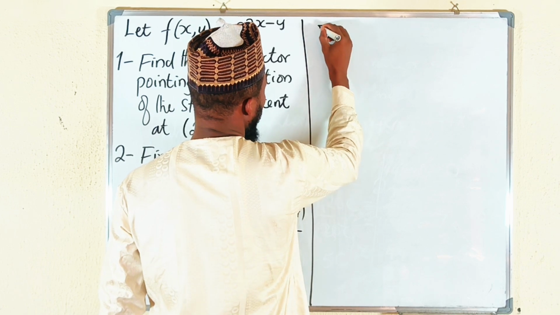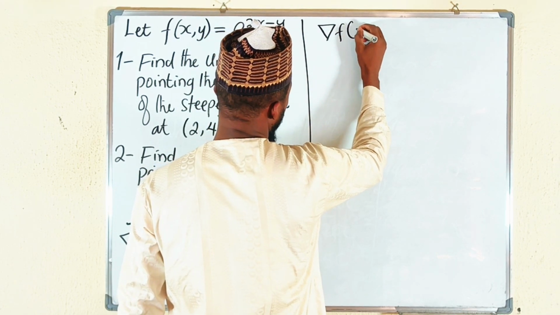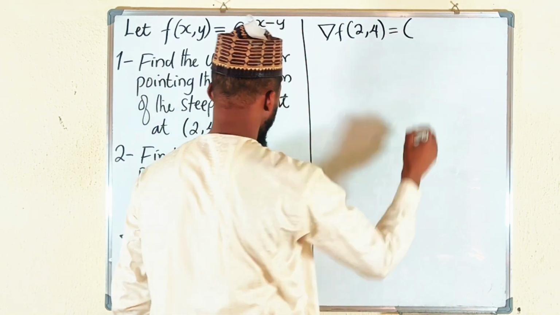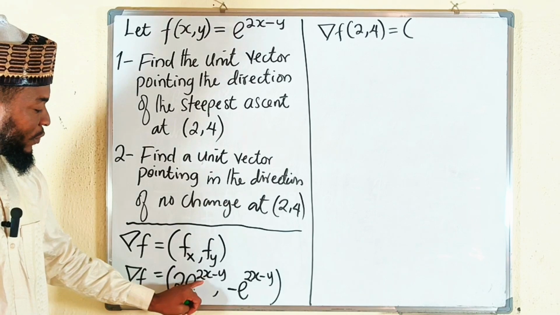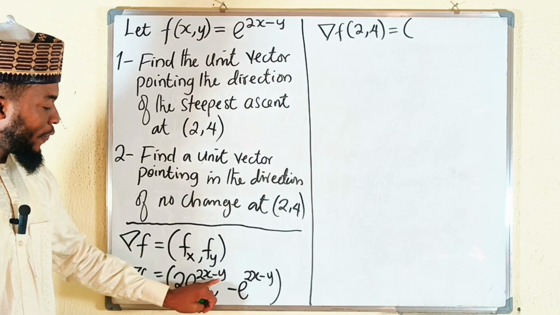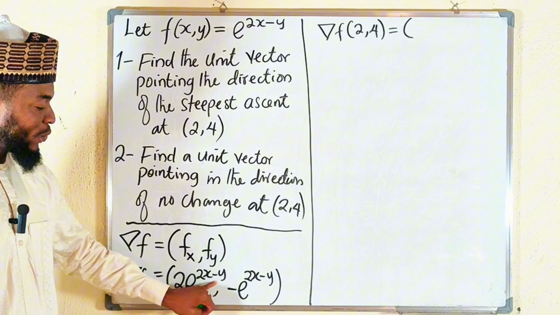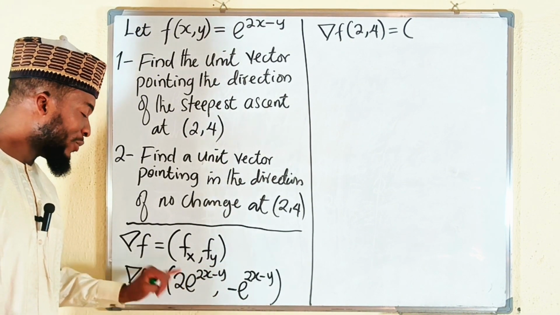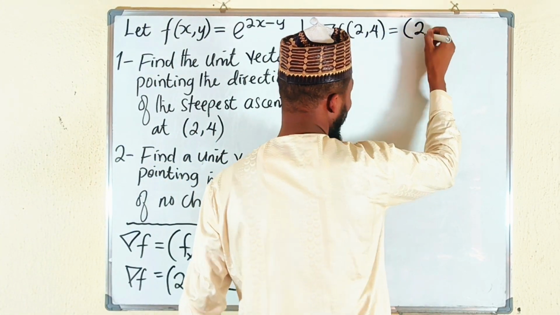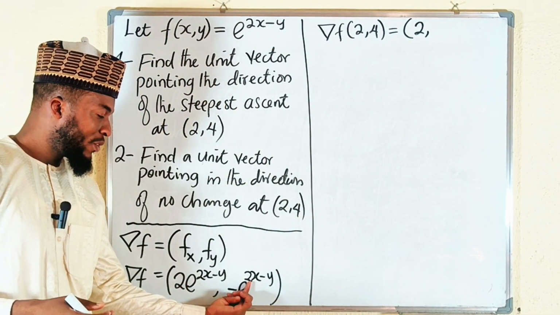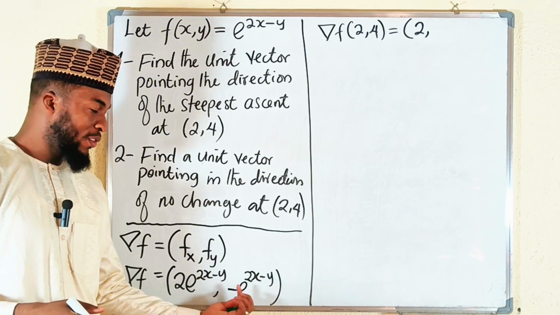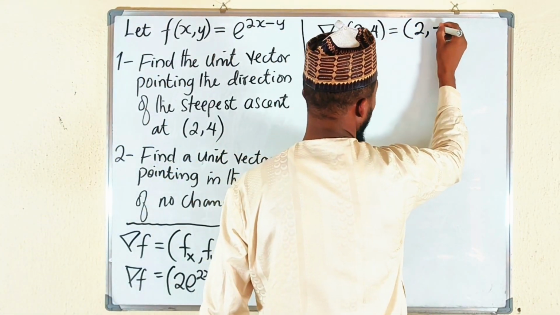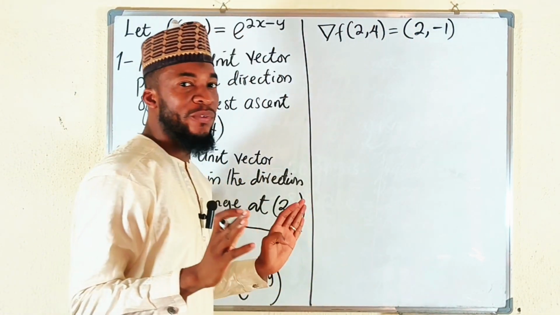So the gradient vector at the point where x is 2 and y is 4 is equal to, what happens if x is 2? We have 2 times 2, 4. 4 minus 4 gives us 0. So we have e to the power of 0 is 1, times 2 is 2. This is just mental math. You do the same thing here: 2 times 2 is 4, 4 minus 4 is 0, e to the power of 0 is 1, times negative 1 is negative 1. So this is the first thing you should find.